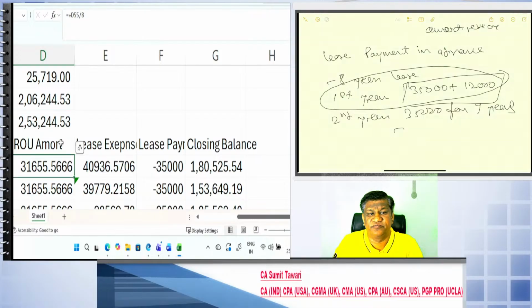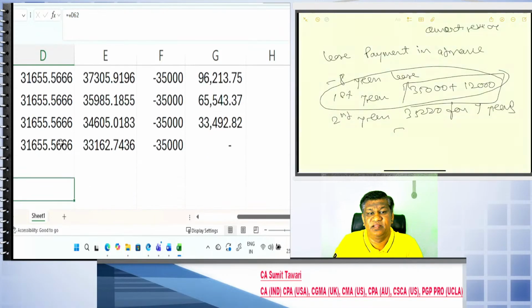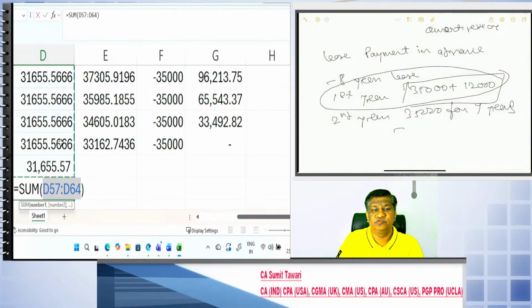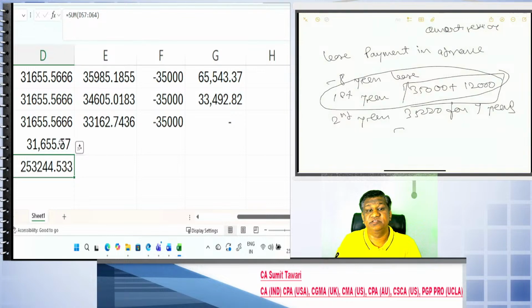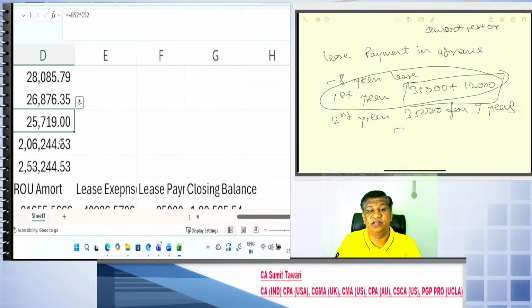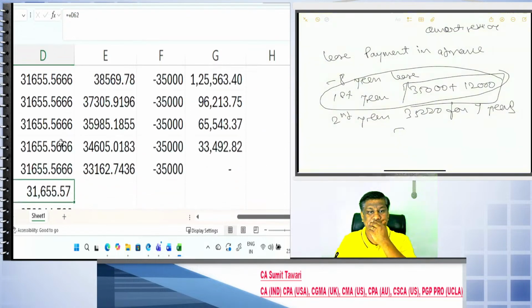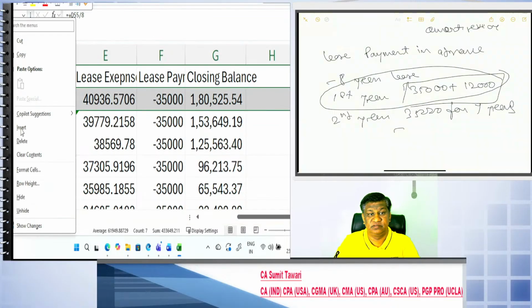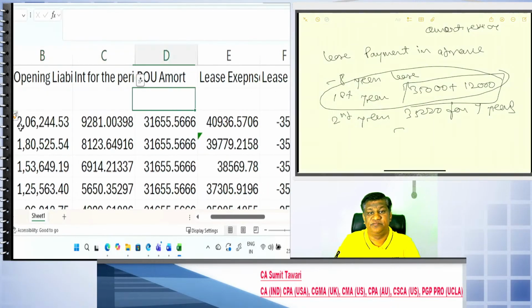that also gets knocked off, 253 and the 7th and the 8th period. This is for the 8th period. So at the end of the period, it is 253,244 that gets reduced. Okay, because this is for the second year, 31,665. Actually, it should be like this. In the first year also, 31,655.56.